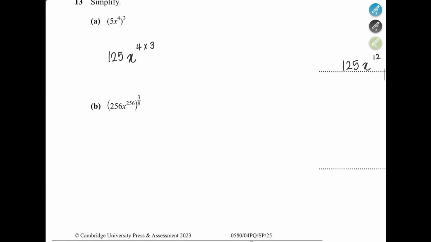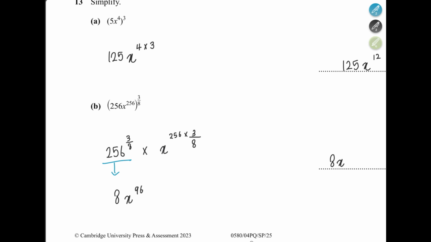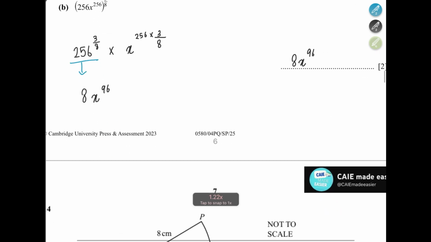Next question. 256x^256 whole to the power 3 by 8. So what is 256 to the power 3 by 8, multiplied by x to the power 256 multiplied by 3 over 8. So let's find this in the calculator first. 8. What about for x? 96. So the answer is 8x^96.